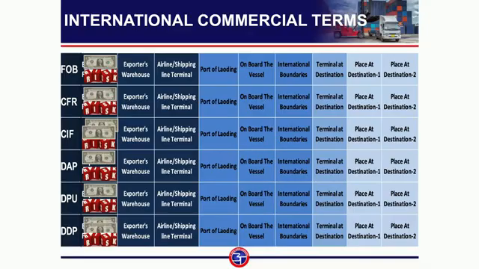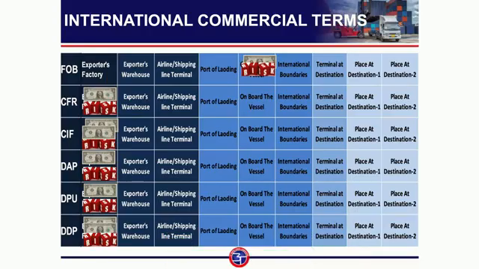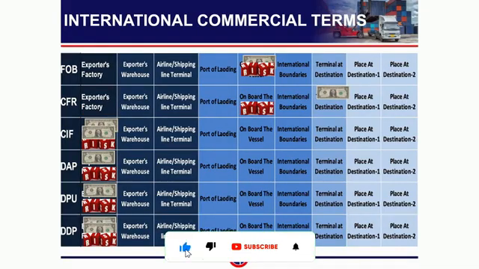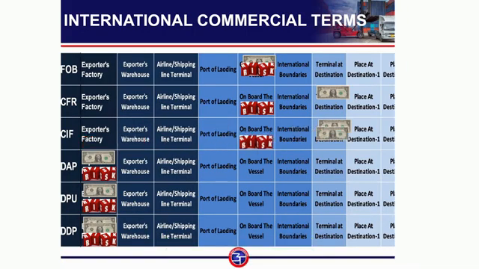FOB, free on board. For free on board, the cost and risk end on board the vessel. The risk and cost of the exporter ends while the goods are loaded on board the vessel in the exporter's country. CFR, the exporter bears the cost of transport to destination, but the risk ends in his own country, just like CPT. And then CIF, the exporter bears the cost of transport and insurance to destination, but the risk of the exporter ends in his own country on board the vessel.